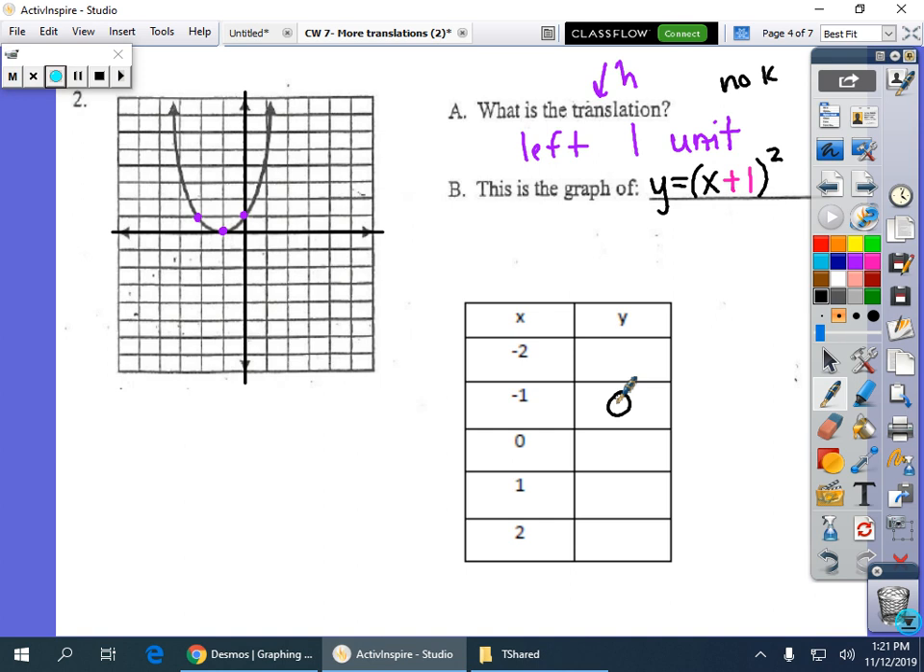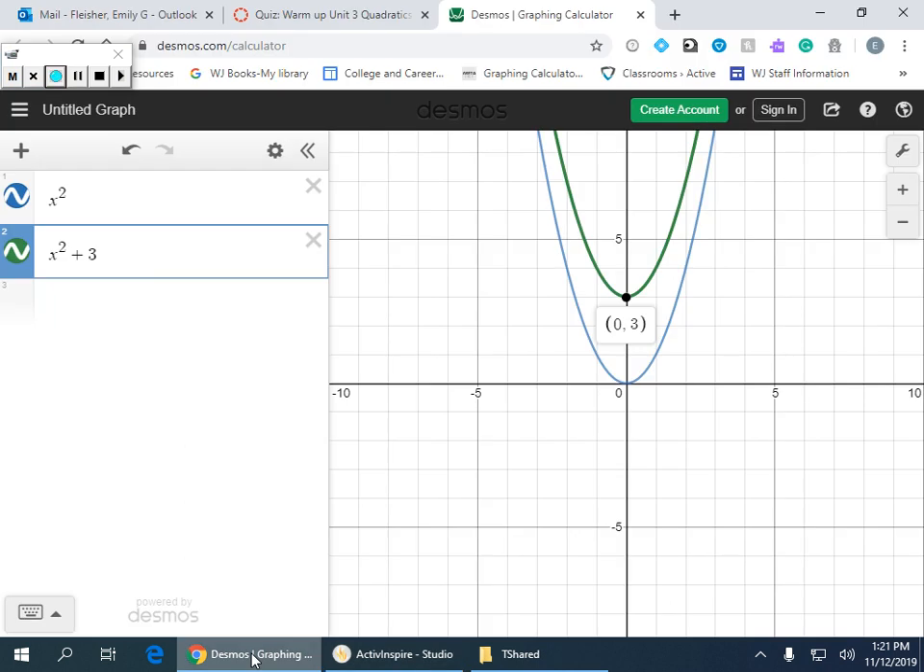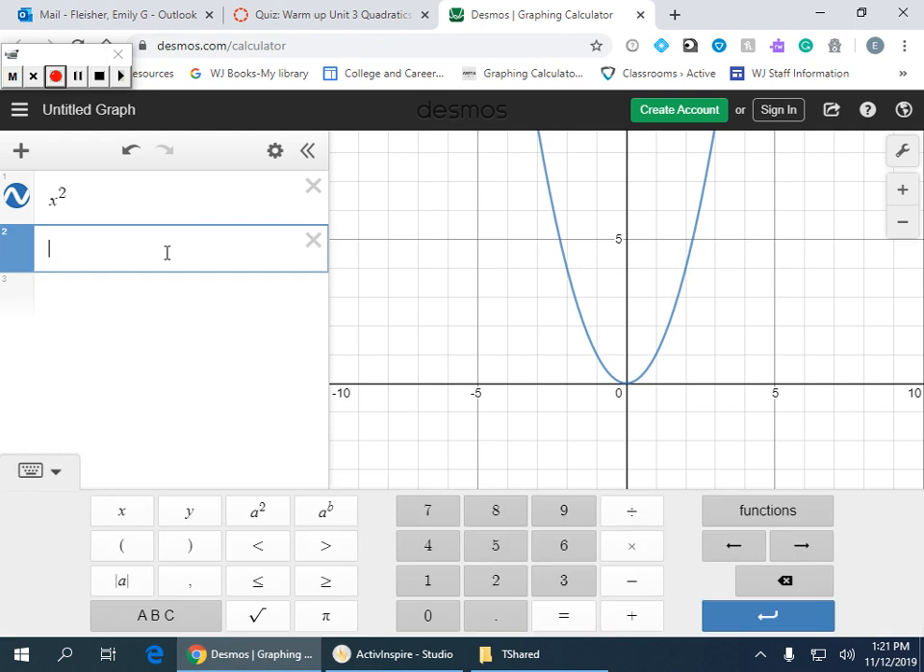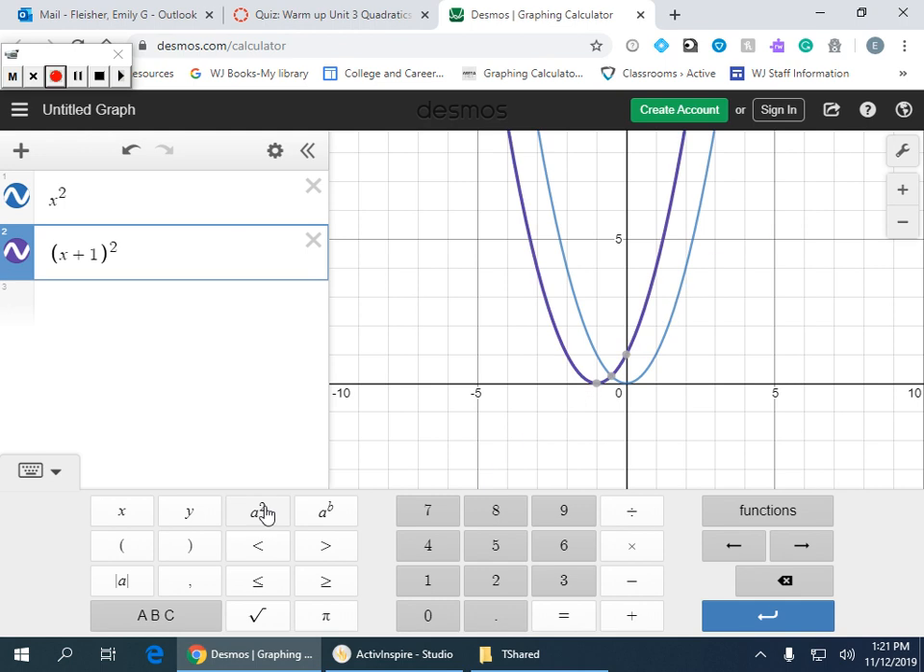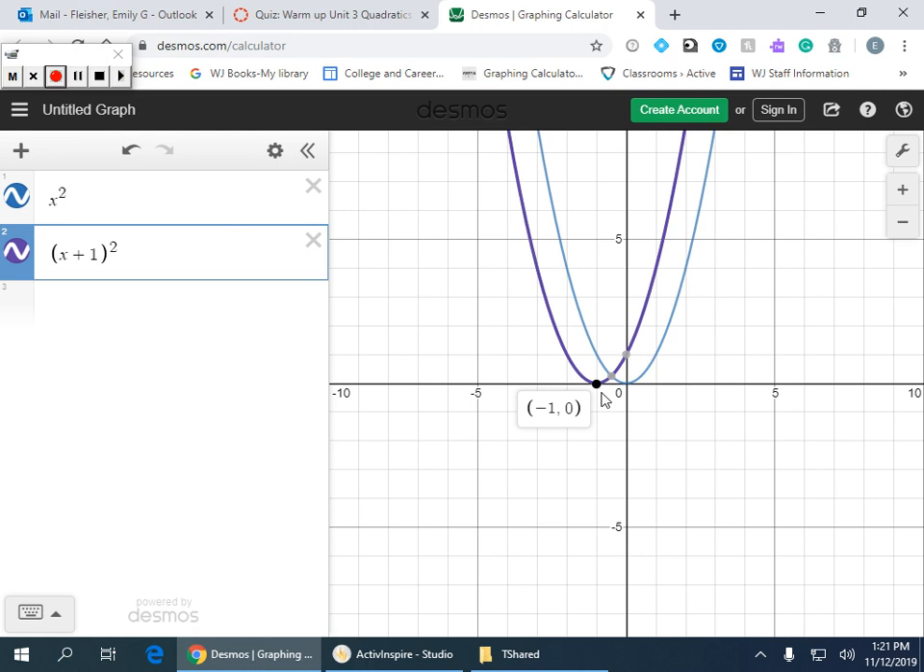Now if I graph that, we can just make sure we did that right. I have my parentheses. I said x plus 1 because it moved left and it's the opposite. Parentheses squared. And notice that this did move over to the left here. Next points are at 0, 1 and negative 2, 1. And then the next points from there, negative 3, 4 and 1, 4.